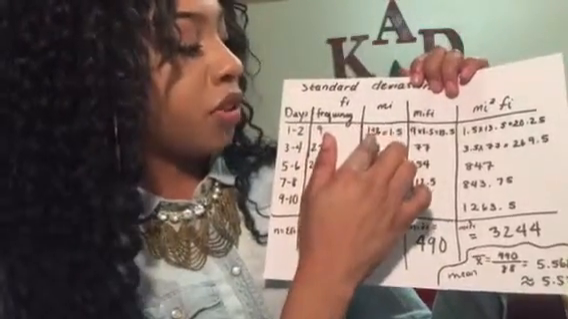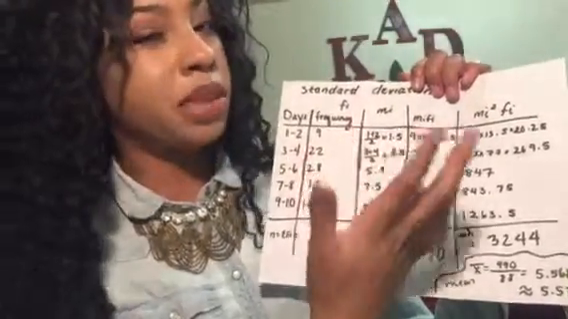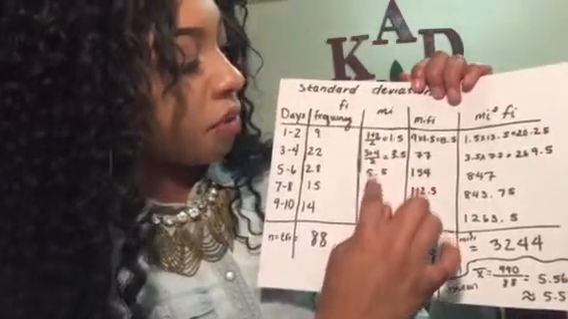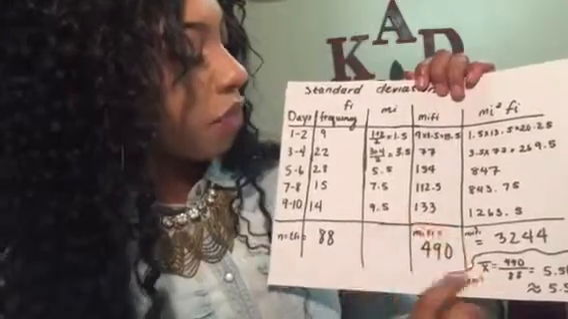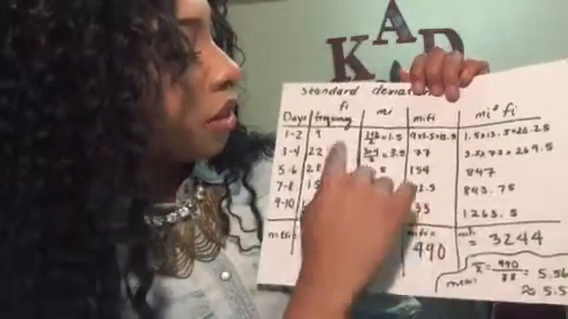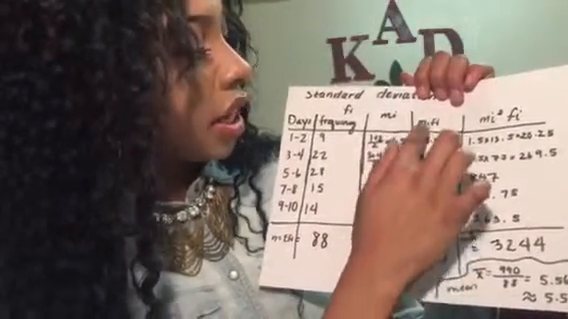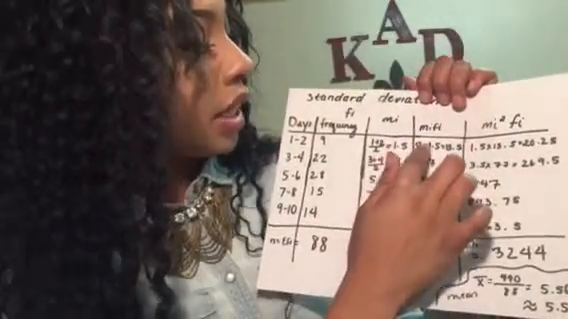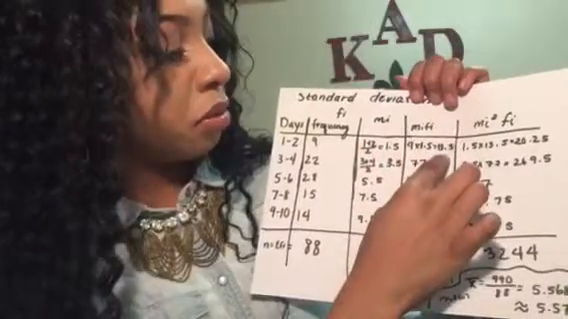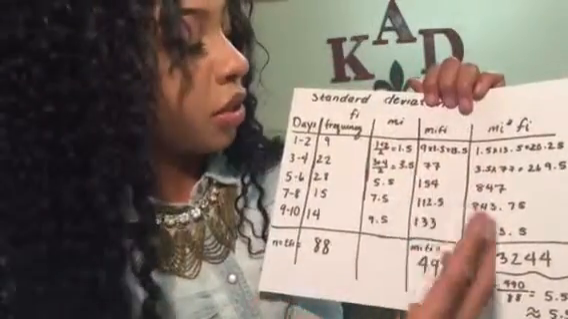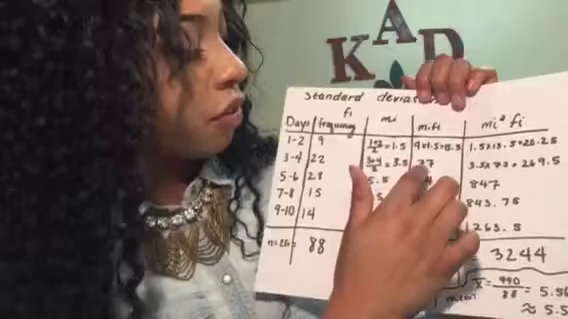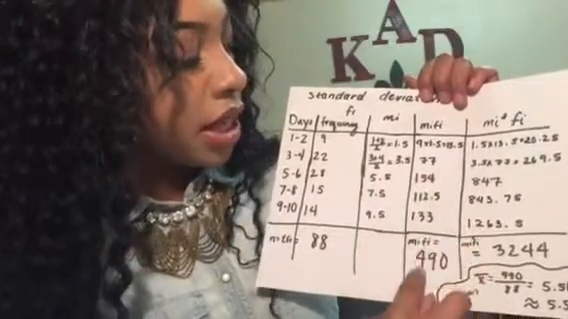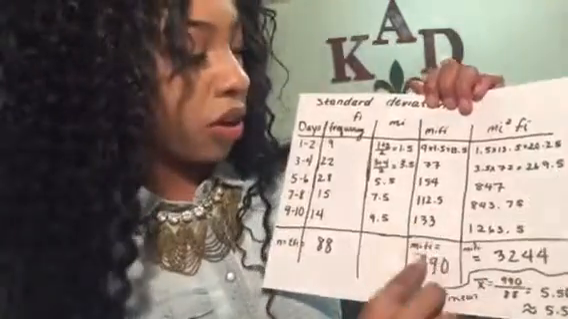And then you have to find the midpoint. You do 1 plus 2 divided by 2. You get 1.5. It's the same exact ones as the previous before. So you get all these, 3.5, 5.5, 7.5, and 9.5. And you times them together to get the MI, frequency, midpoint times frequency. So 9 times 1.5, as you can see, equals 13.5. And you do et cetera on. So you get 77 for this one, 154, 112.5, and 133. This equals 490 once you add all these together.